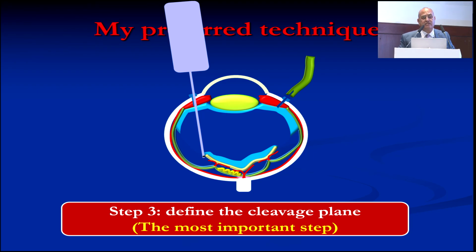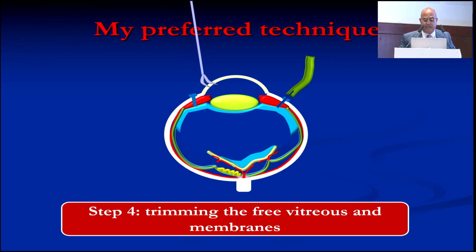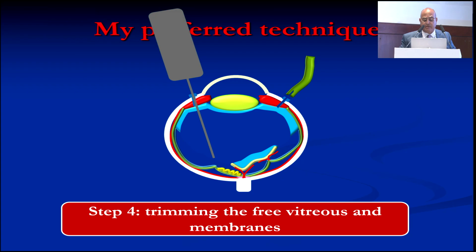Then, the most important step is to identify the cleavage plane between the membranes and the retina. This is very important, and you have to invest in this membrane. After trimming, you do delamination. Don't make any traction over the epicenters. Any traction will cause a lot of troubles. It can tear the retina very easily. After that, you trim these membranes.